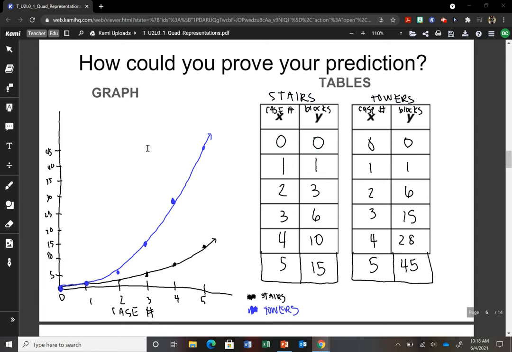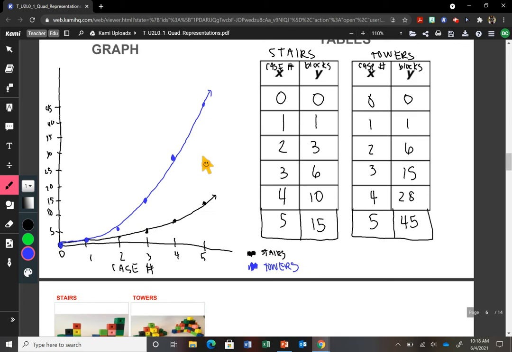All right, so we're going to continue the notes for the stairs versus towers. So we came up with our graphs, and we noticed that these graphs are quadratic. They're not exponential, they're not linear, they have that curve to them, and it is not a degree 3 polynomial because we don't have that 3-degree curvature.